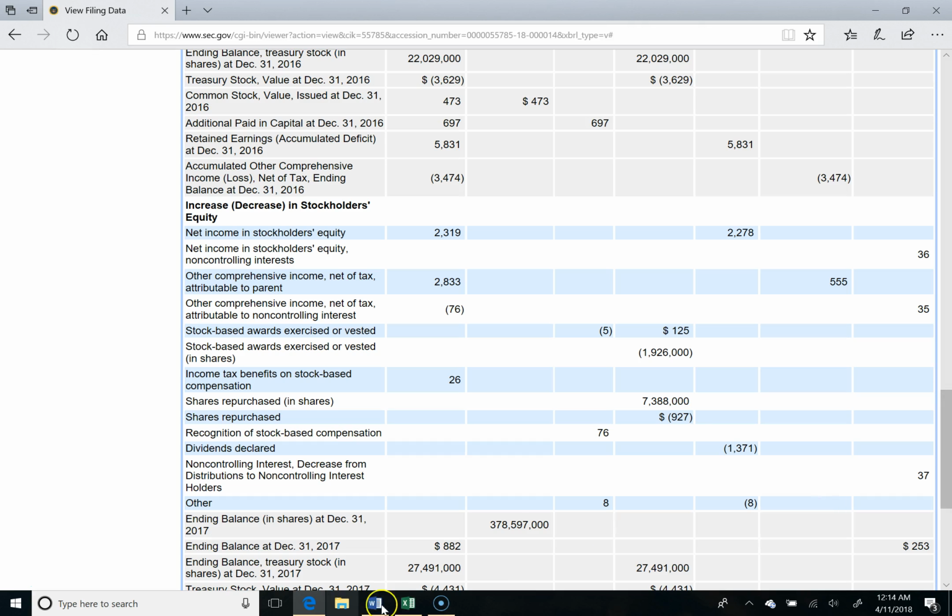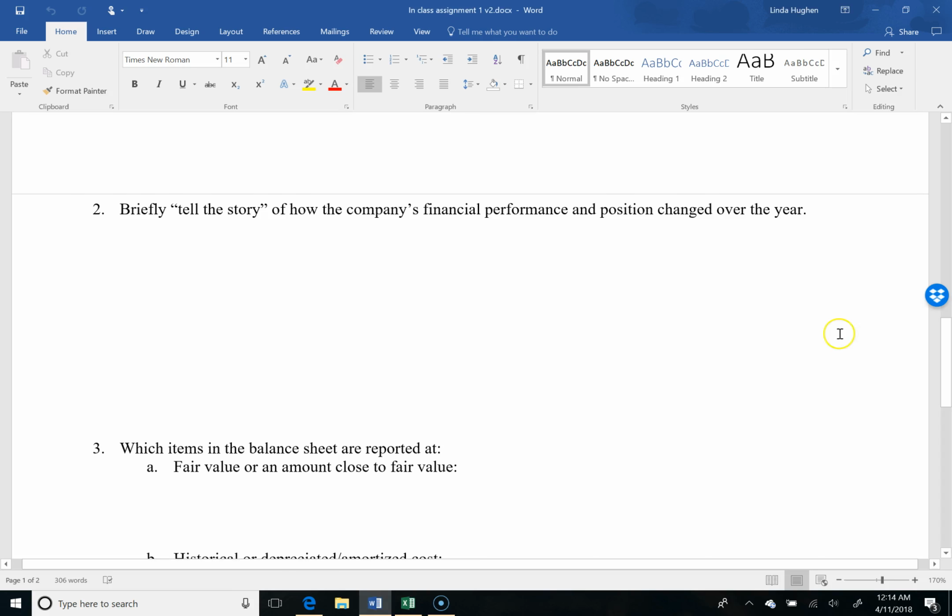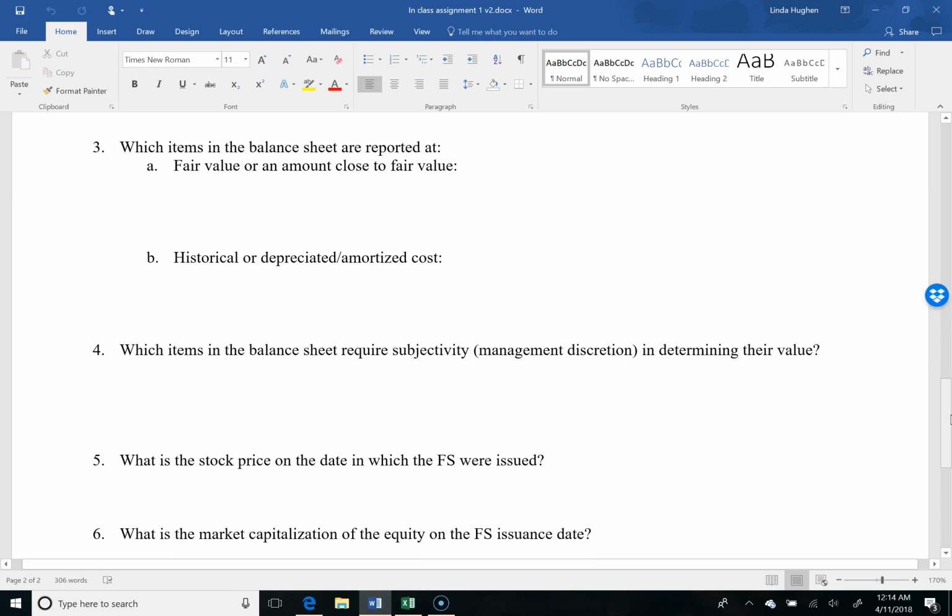When we look at the next couple of questions on the handout, which items in the balance sheet are reported at fair value and which items are reported at historical or depreciated or amortized cost? I'd like you to look through chapter 2 of the textbook to come up with your answer to this. You'll see a section called 2.3, measurement in the balance sheet. That'll give you a lot more information on how to answer that question. Question 4 says which items in the balance sheet require subjectivity or management discretion in determining their value. Again, I'd like you to answer this question based on your own judgment of reading chapter 2 and giving some thought to your company's financials.